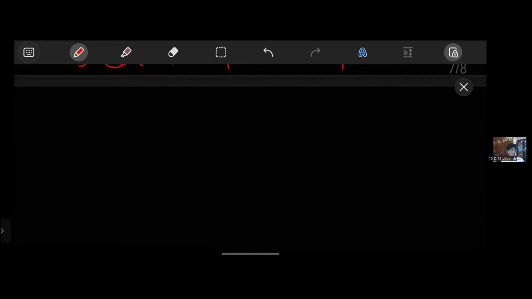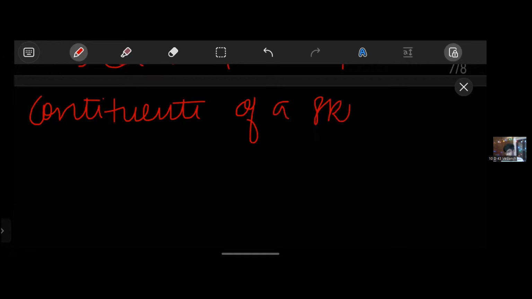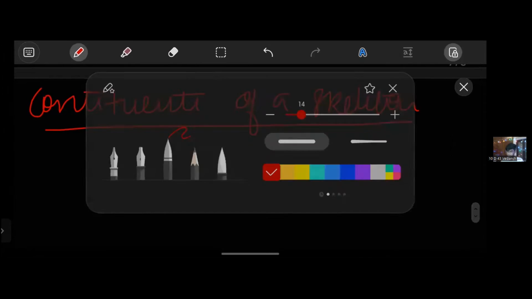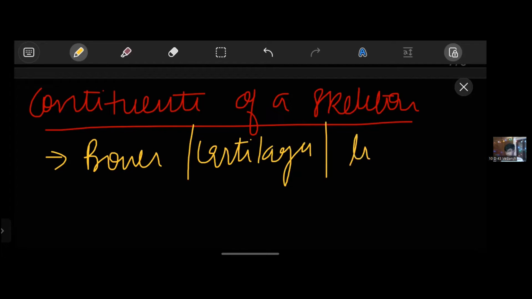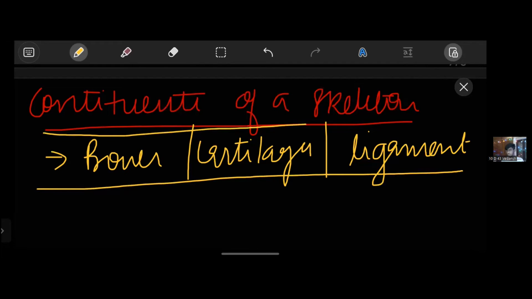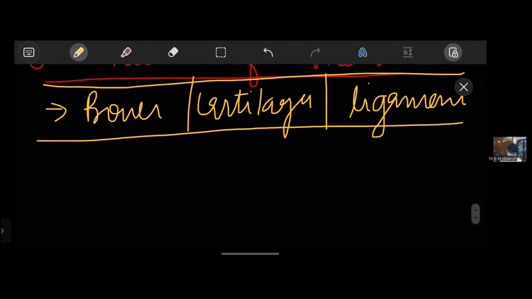Now, ab aata hai main part. Ab baari aati hai practice, practicals ki. Now, constituents of a skeleton. What are the different parts of the skeleton? Let me tell you, friends, students, they are bones, cartilages, ligaments. These are the constituents of a skeleton. Bones, as we all know, are bones. They look something like this, if you are familiar. Like this.